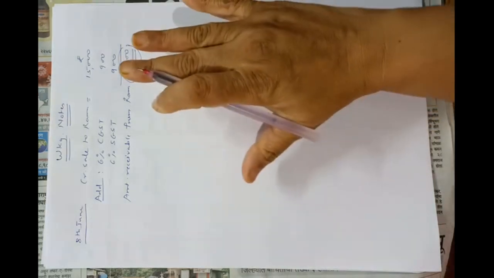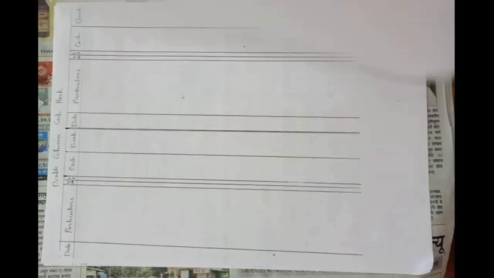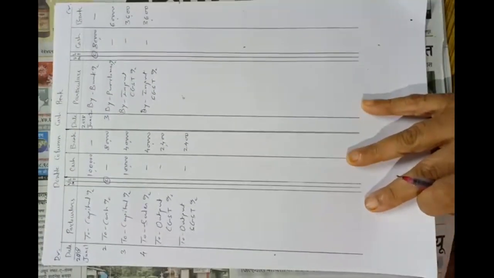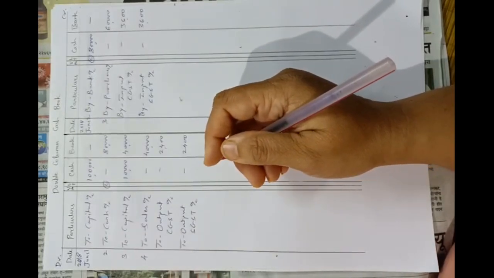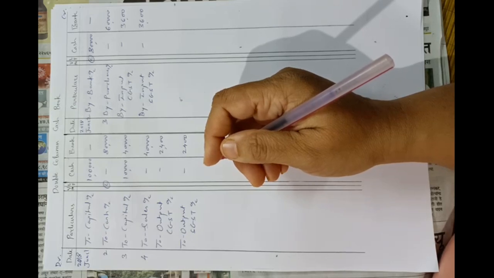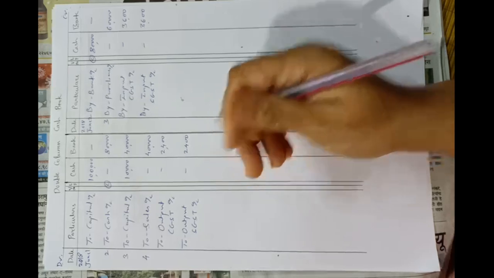Understood. We have calculated this amount, but we will not enter it in cash book because this is a credit transaction. Understood? Now next, on 10th June, received check from Ram in full settlement of his account rupees 16,500, but this check was deposited on 12th June. So on 10th June we will pass a journal entry for it.